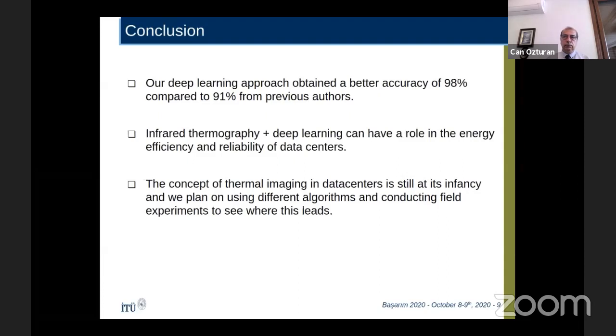Now, given these insights, we all know that thermal imaging technology is quite a new concept, and incorporating it with deep learning and putting this in data centers is still at its infancy. So, me and the co-authors, Professor Hamza and Professor Bejedo, are planning on performing more and more experiments, conducting field tests, and using more efficient learning algorithms to see where this work is going to take us.